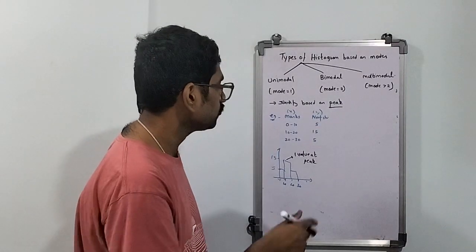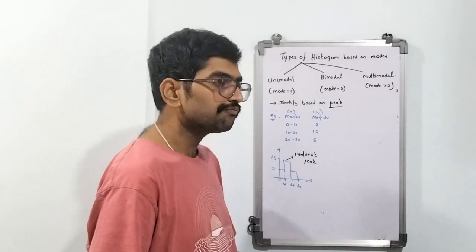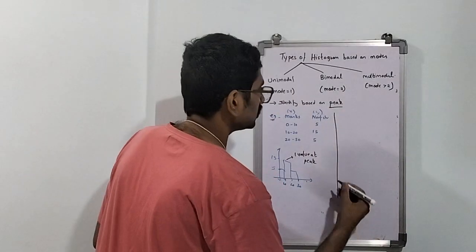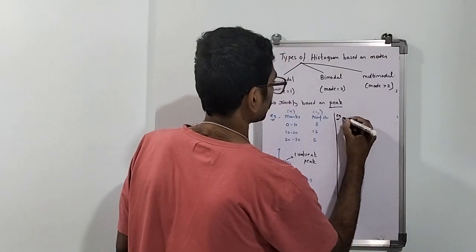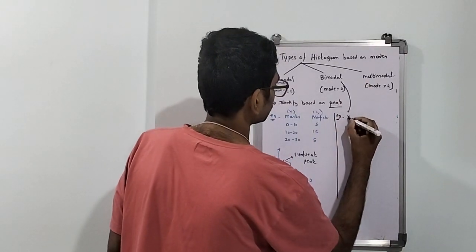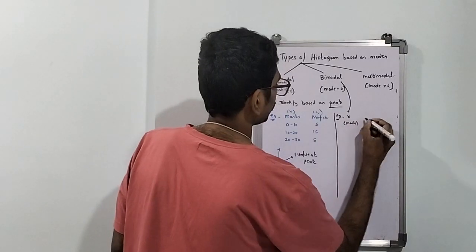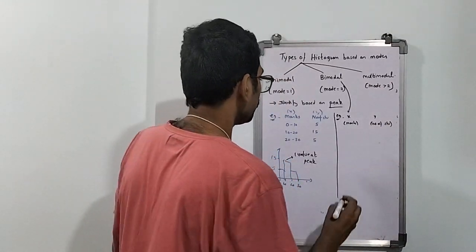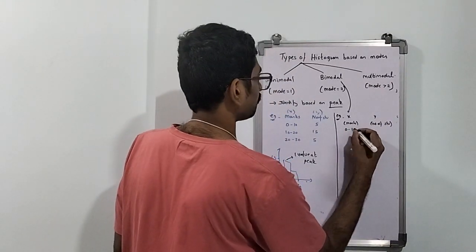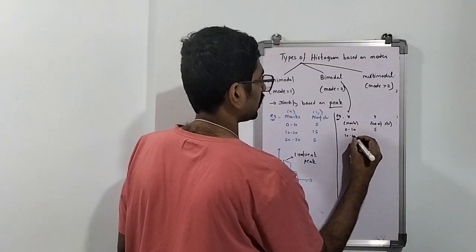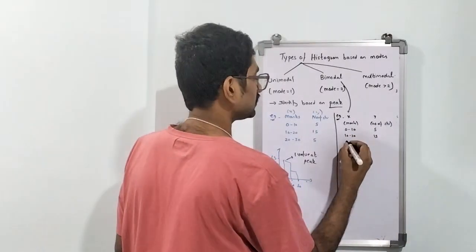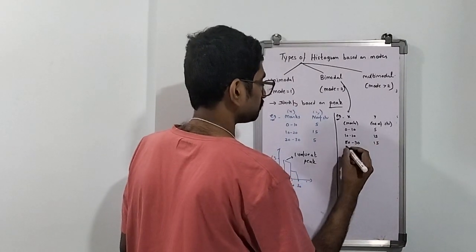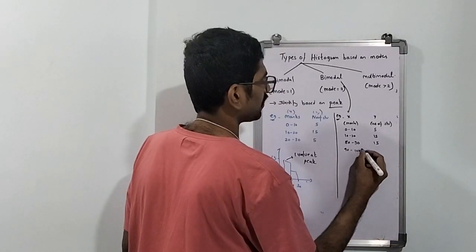Similarly, bimodal means if two peaks come, you will call it bimodal. If more than two, you will call it multimodal. I will take one example to show both the things. Now here let's say we are having the example of bimodal. Here we have X as marks and Y as number of students. In marks 0 to 10, let's say 5 are there, 10 to 20, 15 are there. But then you have 80 to 90, 15 are there, and 90 to 100, let's say 5 are there.